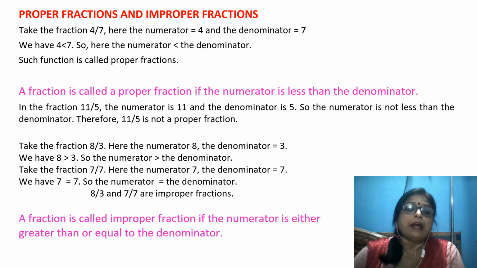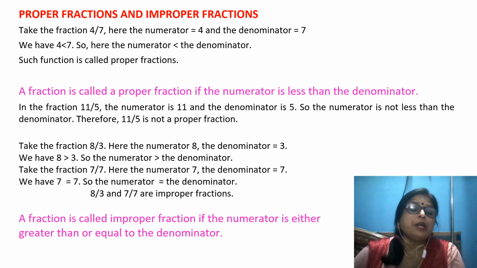But the fraction 11 by 5 is an example of an improper fraction. Here, the numerator is 11 and the denominator is 5. So the numerator is not less than the denominator. It is bigger than the denominator. So 11 by 5 is not a proper fraction. Again, a second example, 8 by 3. The numerator is 8, the denominator is 3, and 8 is greater than 3. In other words, the numerator is greater than the denominator.